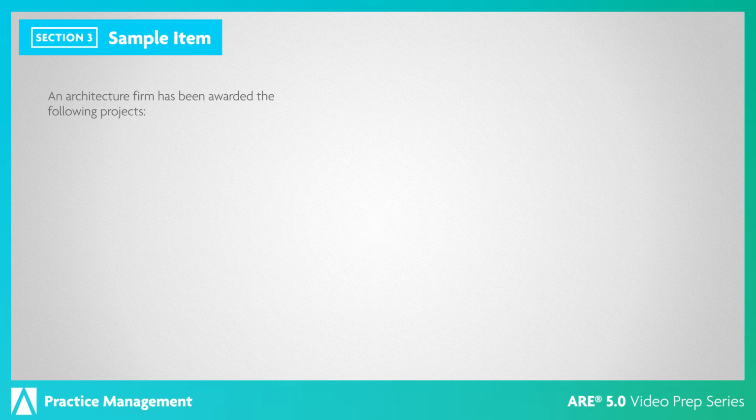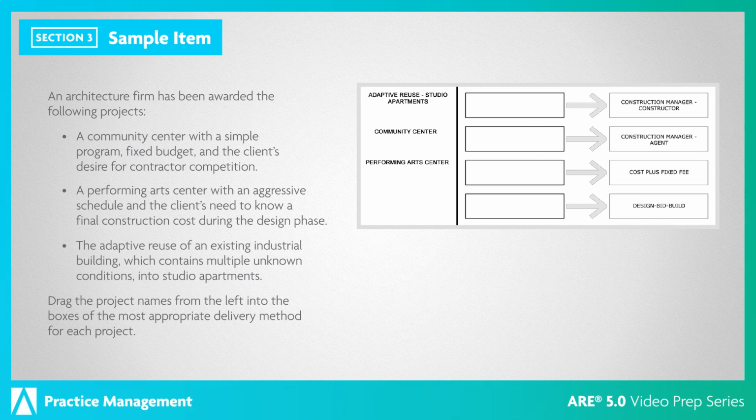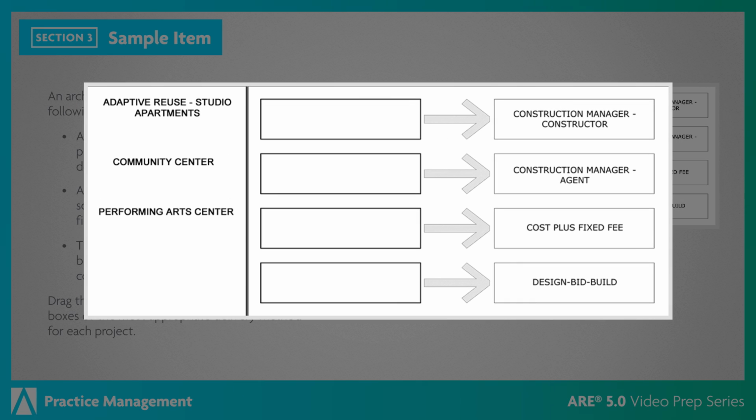An architecture firm has been awarded the following projects: a community center with a simple program, fixed budget, and the client's desire for contractor competition; a performing arts center with an aggressive schedule and the client's need to know a final construction cost during the design phase; the adaptive reuse of an existing industrial building, which contains multiple unknown conditions, into studio apartments. Drag the project names from the left into the boxes of the most appropriate delivery method for each project. Methods of project delivery and their characteristics are discussed in Professional Practice, A Guide to Turning Designs into Buildings, and the Architect's Handbook of Professional Practice.